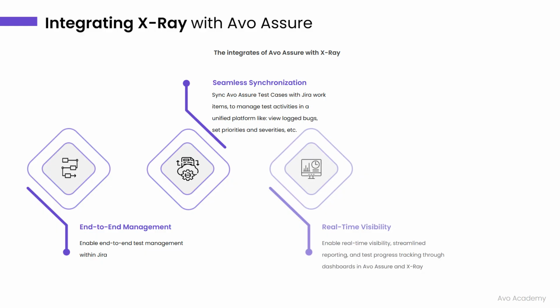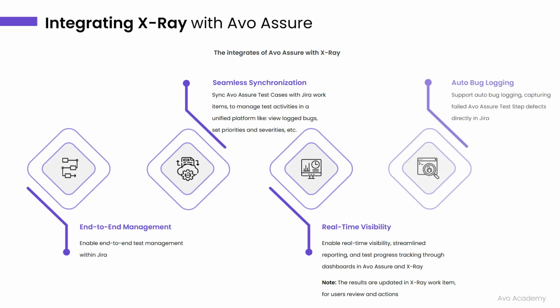This integration provides detailed dashboards and reports in Avo Assure as well as in X-ray for real-time visibility into results, streamlines reporting, and helps teams monitor test progress with greater accuracy and quality. A point to note is that all the test execution results will be updated in the X-ray work item where the users manually examine the results and take required actions.